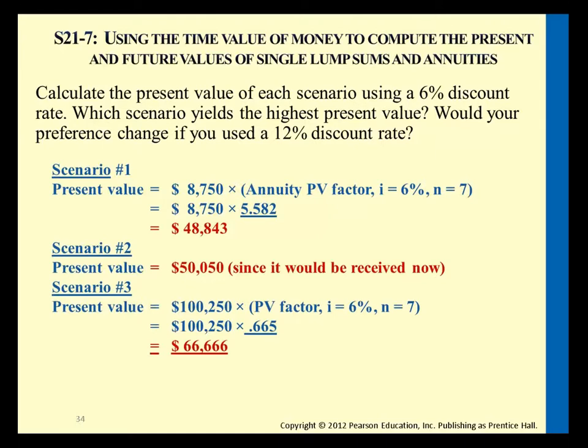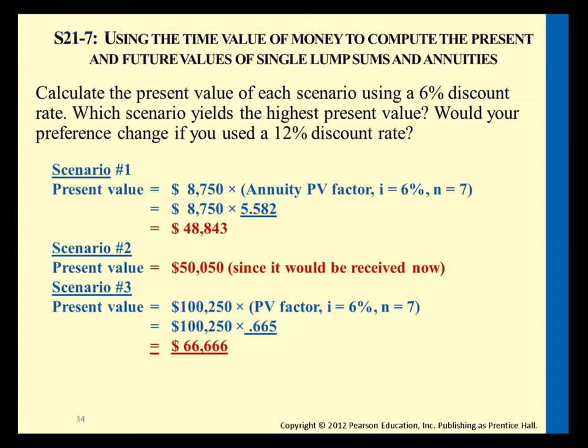Now for the third scenario, we know he said in 7 years you'll get $100,250. To calculate that, I'm going to go into the table and I'll find that the factor is 0.665. Here I'm just giving it to you. Now if I were to get scenario 3 at the end, that $100,250, right now the amount of money that I would receive is $66,666. Interesting number.